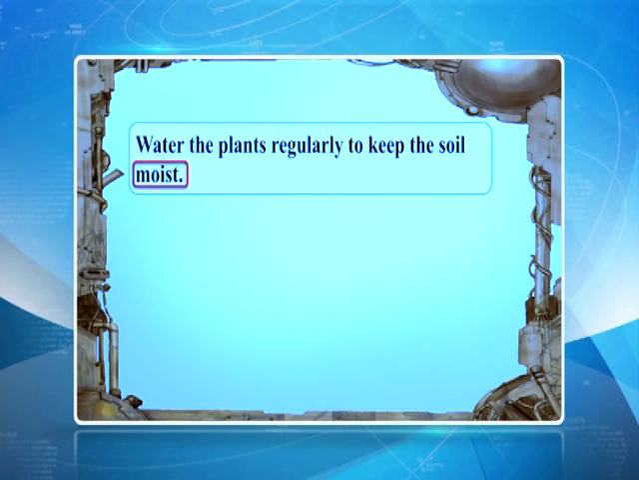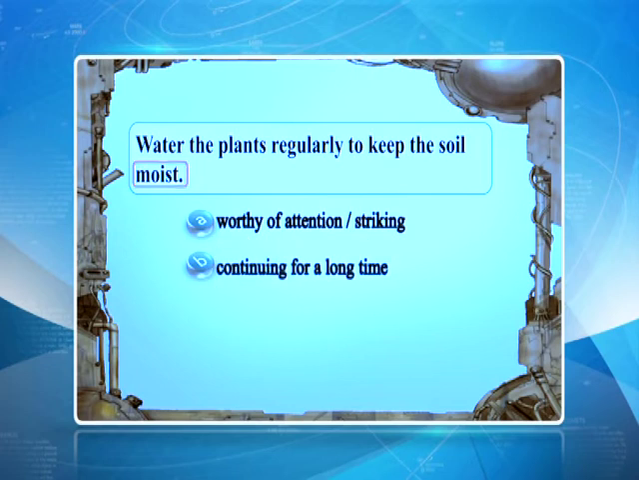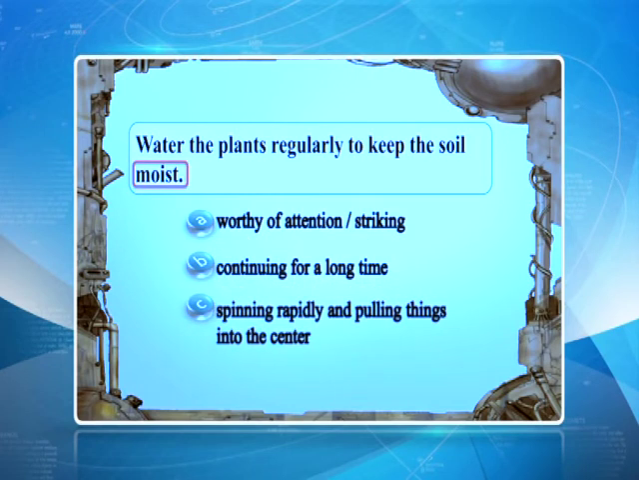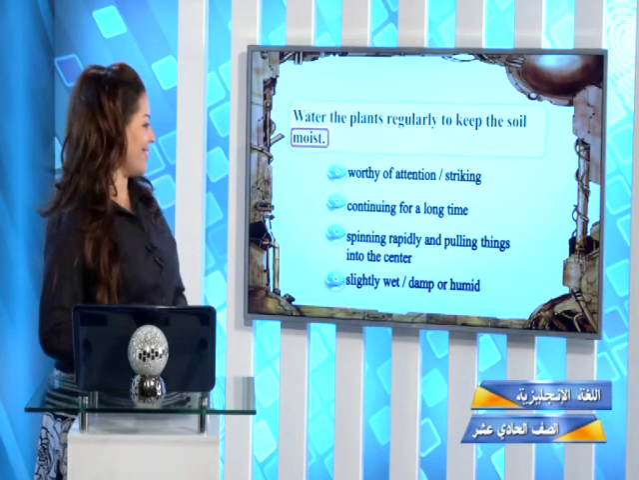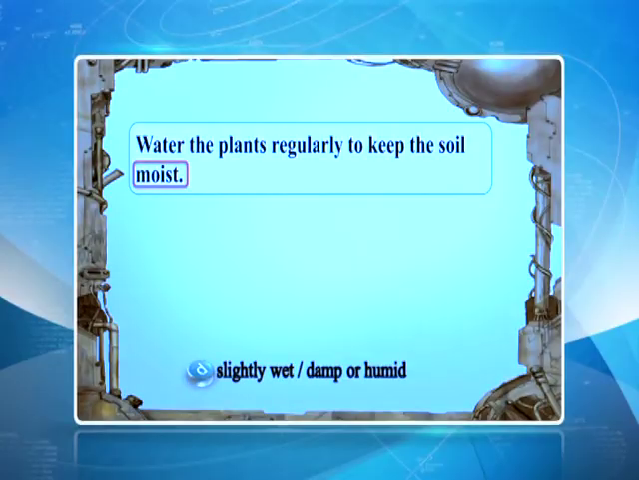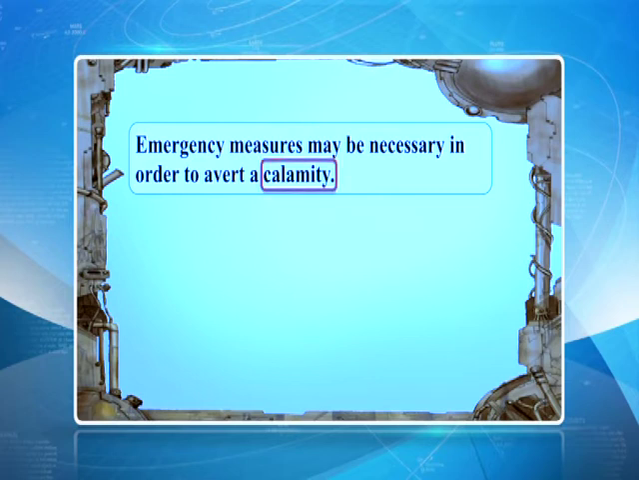Let's read the second sentence. Water the plants regularly to keep the soil moist. What is moist? Worthy of attention, striking, or continuing for a long time, spinning rapidly and pulling things into the center, or slightly wet, damp, or humid. What did we mention earlier? What is moist? Okay, well done. It is slightly wet, damp, or humid. Perfect for those who have tried.